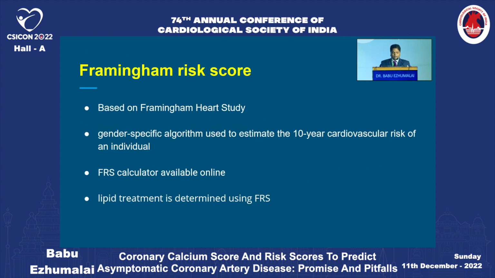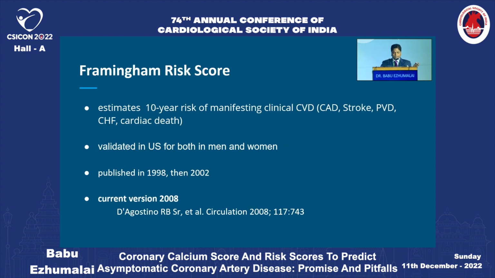Having known about this, let us go to the other risk scores which are available. We have the Framingham risk score, which is based on the Framingham Heart Study. It is a gender-specific algorithm, and online calculators are available. It estimates the 10-year risk of manifesting clinical cardiovascular disease. It's validated for the US population, both men and women, and was originally published in 1998, then 2002. The current version is from 2008.